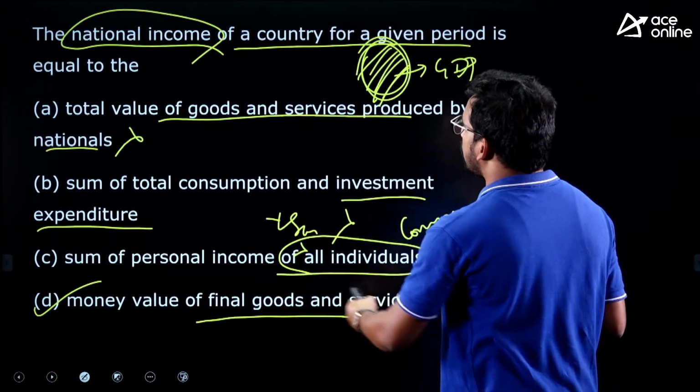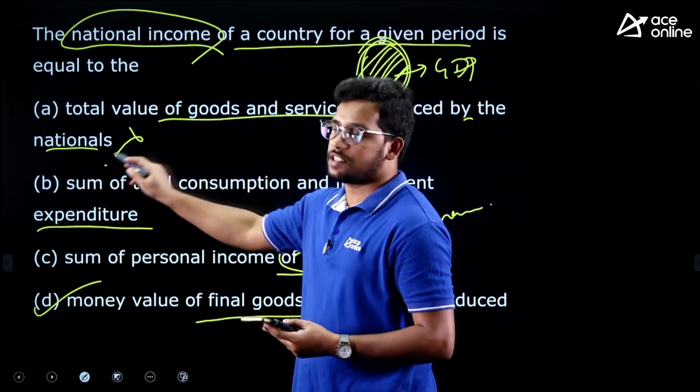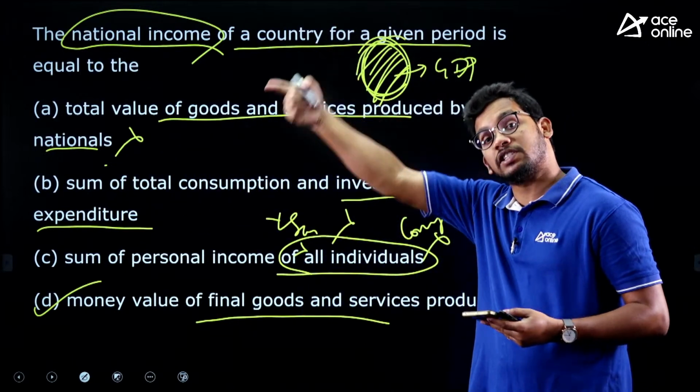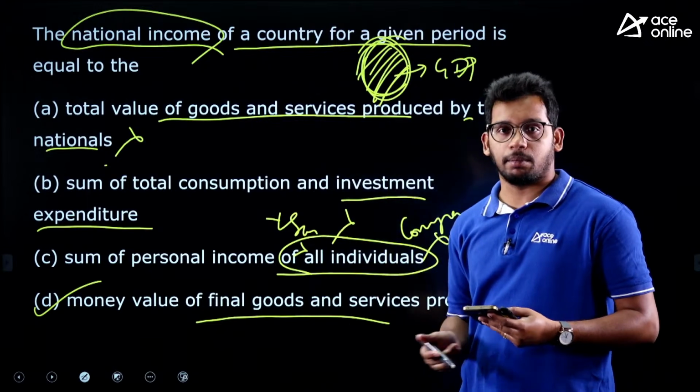Jahnavi, the answer is D, because it is not about nationals. As I said, it is about the territory. Please watch the first question video. You will understand in a very clear manner, right?